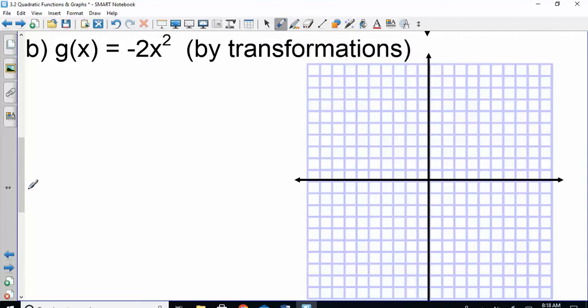If you do transformations, just like we've done before, what do I expect from you? Parent function. So if you're going to do transformations, we need our parent function. So 0, 0, 1, 1, 2, 4, -1, 1, -2, 4, just like we did back in chapter 2.